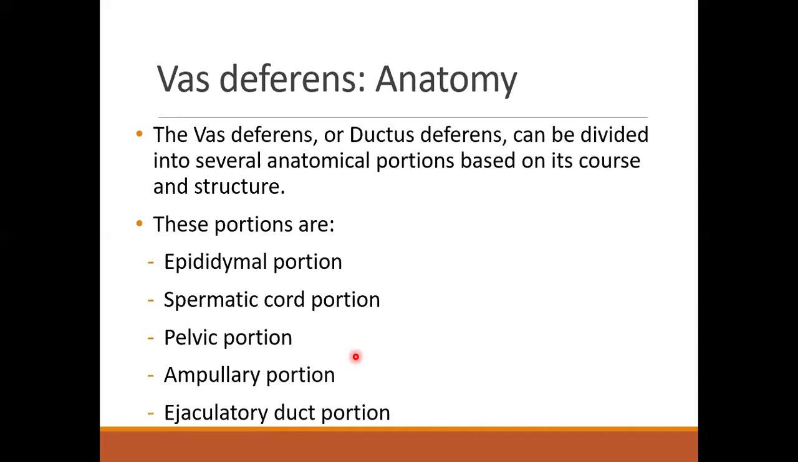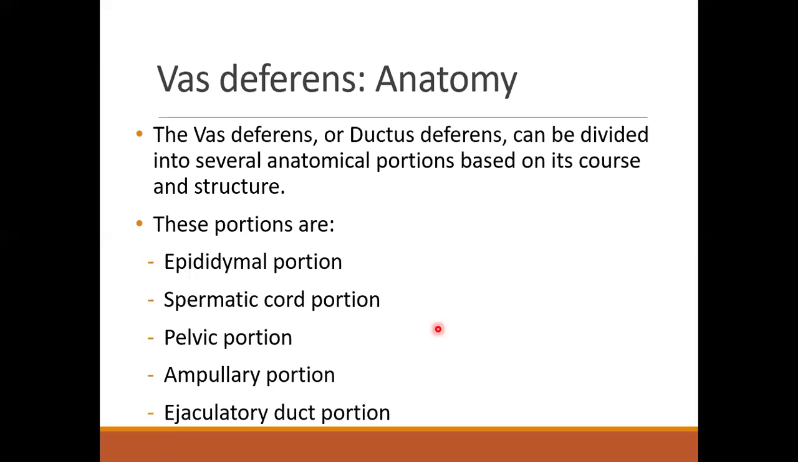The vas deferens anatomy. This you can just read: it can be divided into several anatomical portions. These are the epididymal portion, spermatic cord portion, pelvic portion, ampullary portion, and ejaculatory duct portion. What it means is that this is a long duct, a long tube, and therefore it can be segmented, just as we had with the epididymis, which has the head, the body and then the tail. So the vas deferens, being a long tube, has various portions. The epididymal portion is the portion that connects with the epididymis. Remember, after the testes you come to the epididymis, and at the tail end of the epididymis you get the vas deferens. So that section that joins the epididymis is called the epididymal portion.